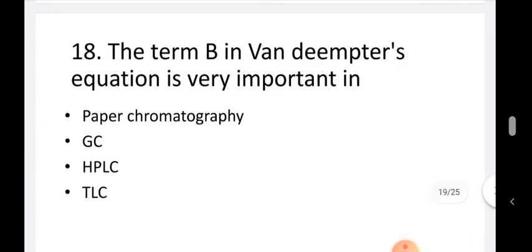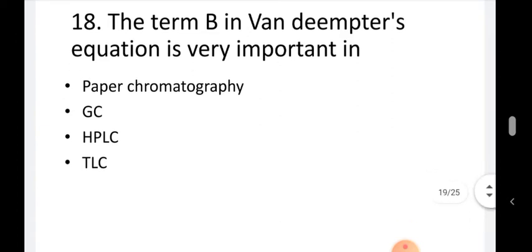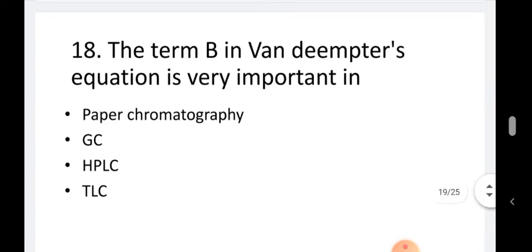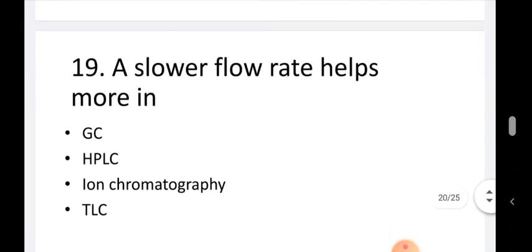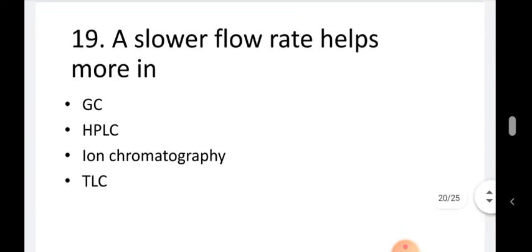The term B in Van Deemter's equation is very important in paper chromatography, GC, HPLC, TLC. Well, it is very important in GC, gas chromatography; the term B is important. A slower flow rate helps more in GC, HPLC, ion chromatography, TLC. A slower flow rate will help you more in HPLC.